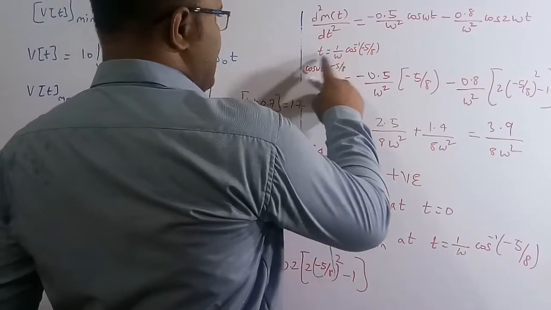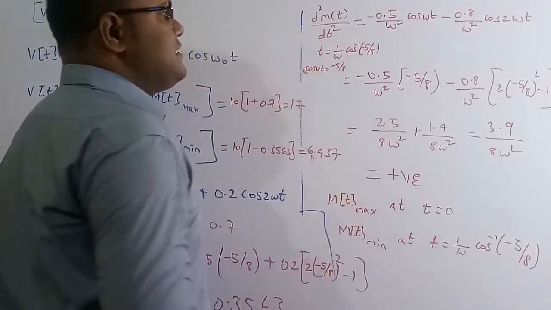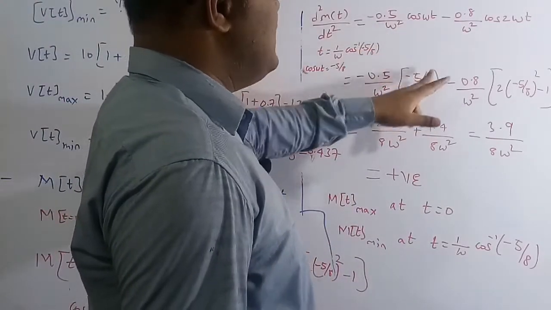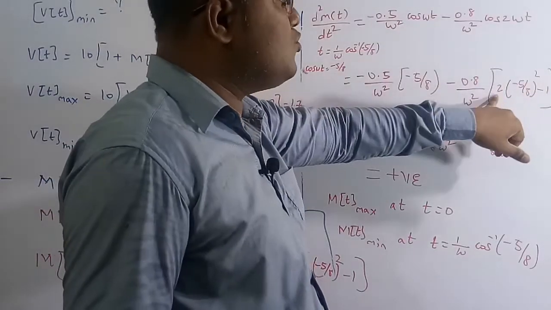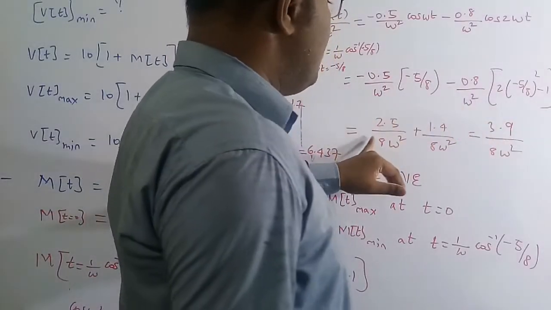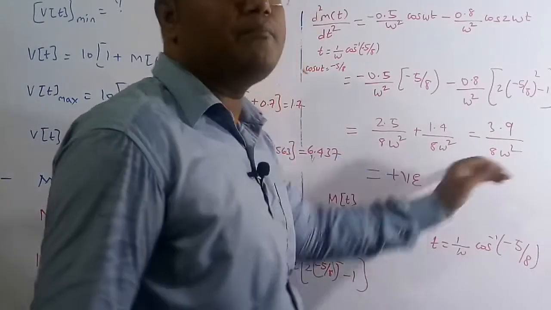So we can write it in this fashion also, cos omega t is equal to minus 5 by 8. So wherever cos omega t is there, just substitute minus 5 by 8. So I got this one. Cos 2 omega t is nothing but 2 cos square omega t minus 1. So 2 cos omega t is minus 5 by 8 whole square minus 1. If you solve this one, we are going to get finally 3.9 by 8 omega square. It is nothing but a positive value.